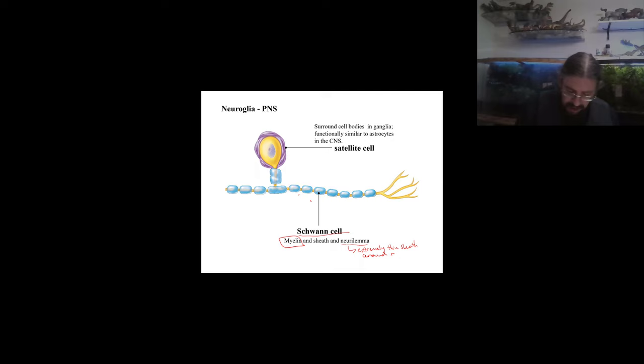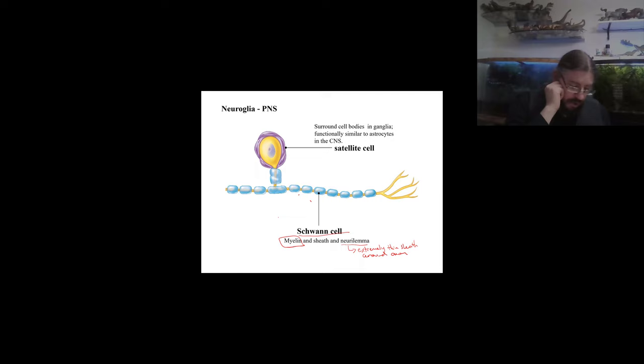So, the neurolemma and the myelin. Schwann cells are slightly different from our oligodendrocytes. The oligodendrocytes produced these cytoplasmic extensions that wrapped around the axon. And so one oligodendrocyte could produce multiple myelin sheaths across multiple different axons from multiple neurons. Whereas with a Schwann cell, it is one cell to one segment of sheath.